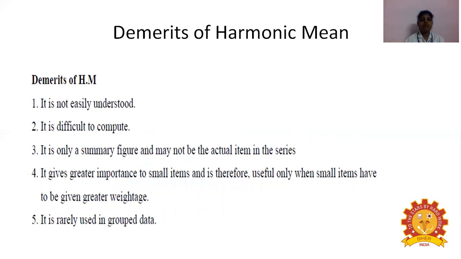Next, demerits of harmonic mean. It is not easily understood. It is difficult to compute. It is only a summary figure and may not be the actual item in the series. It gives greater importance to small items and is therefore useful only when small items have to be given greater weightage. It is rarely used in grouped data.